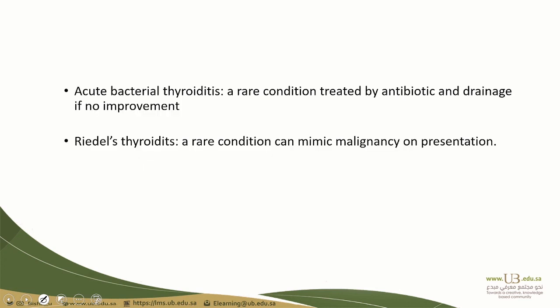Other types of thyroiditis are very rare, like bacterial thyroiditis, and we treat them with antibiotics and drainage if no improvement, usually in an immunocompromised patient. Riedel's thyroiditis is a rare condition that can mimic malignancy on presentation because it is fibrosis of the neck invading the thyroid and parathyroid rather than originating from the thyroid itself.